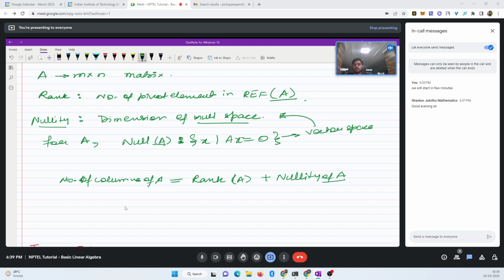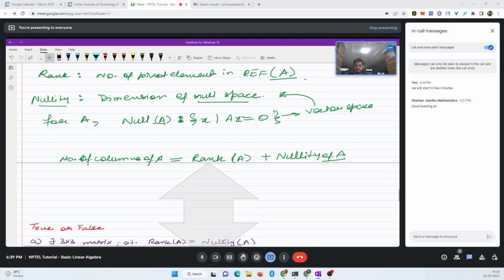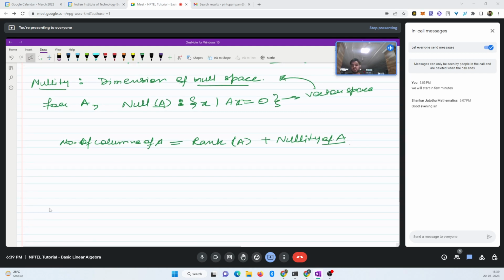We can take a short example to show this thing. I'll take a very short example. So let's say our matrix is something like 1, 0, 1, 0, 1, 1, and let's take it to the 2, minus 1, 1. Okay, this is our matrix. Let's try to row reduce this matrix.